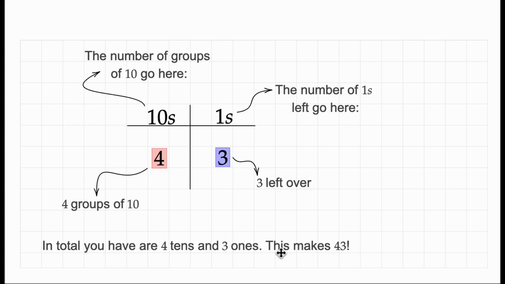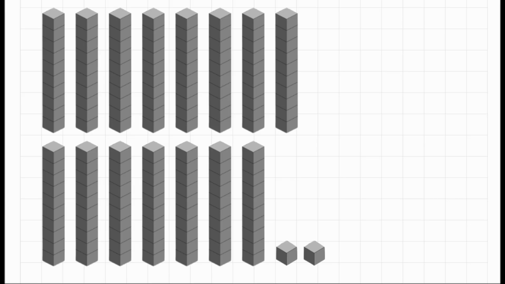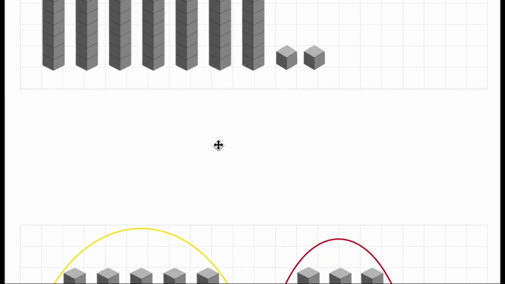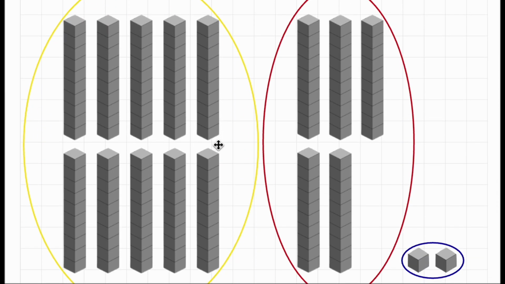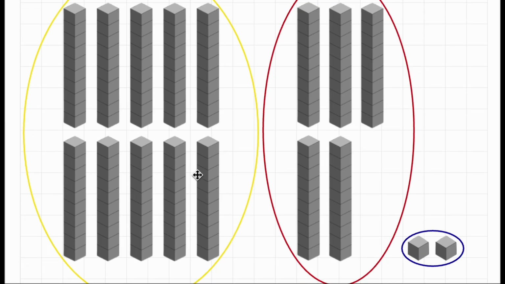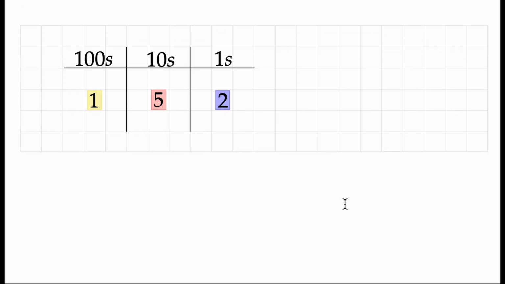But then, what about bigger numbers? Let's take 152 as an example. Using groups of 10, you get 15 10s and 2 left over. But like before, that will get messy too. So that's why we create things called hundreds, which are 10 lots of 10. So in this example, you have 100, 5 10s and 2 ones. That makes 152. And in the place value column, it looks like this.